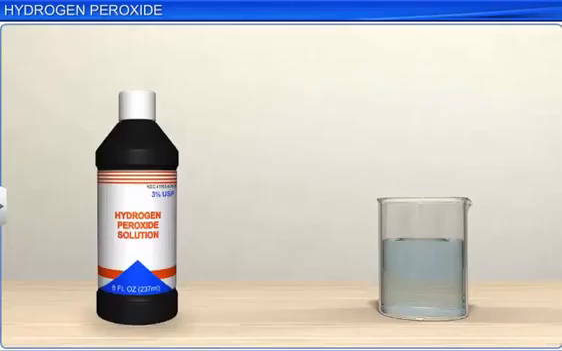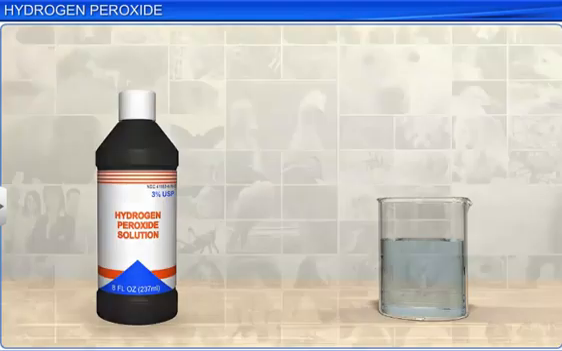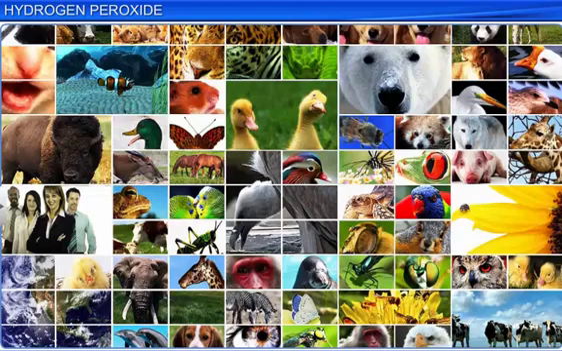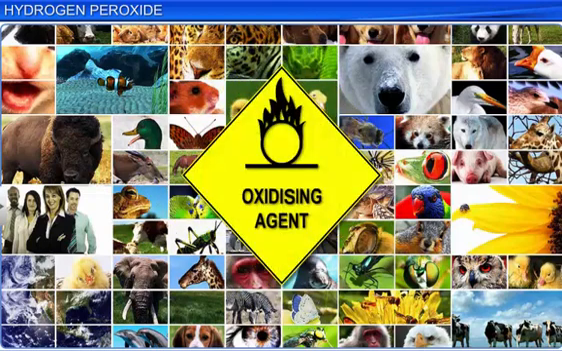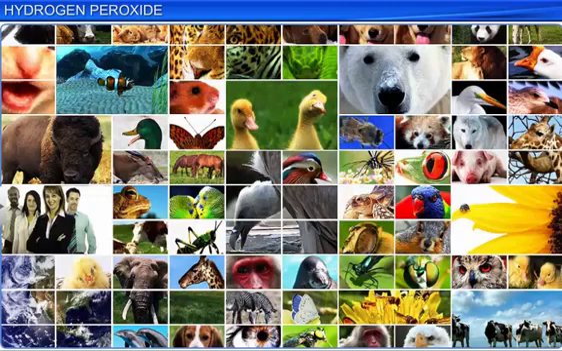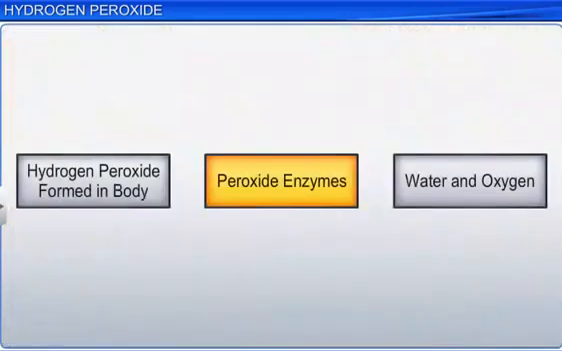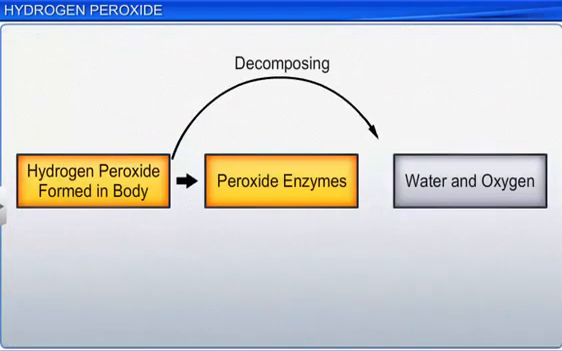Hydrogen peroxide is a very pale blue liquid and appears colorless in a dilute solution. It is naturally produced in organisms as a byproduct of oxygen metabolism. It is a strong oxidizing agent. In fact, it is such a highly reactive oxygen species that all living aerobes form peroxide enzymes to decompose the hydrogen peroxide formed within the body into water and oxygen harmlessly and catalytically.